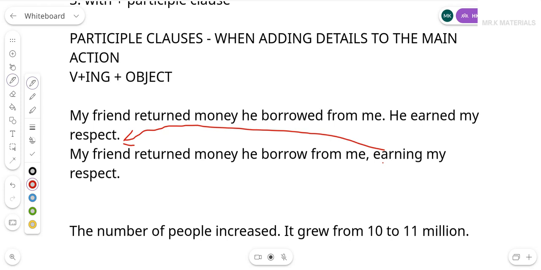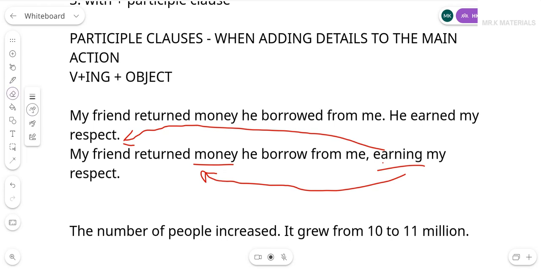Earning, I'm talking about my friend. He did this, not money. Sometimes people write verbs here that kind of belong to the object, which is fully wrong and it never makes sense. Alright, so your verb should always belong to your main subject. Let me just remove this.